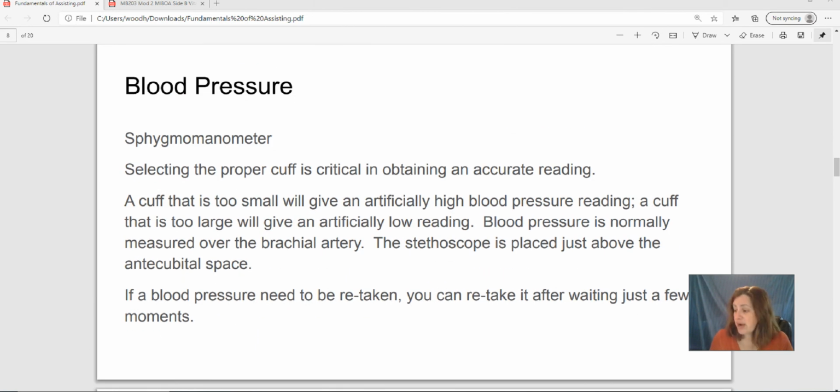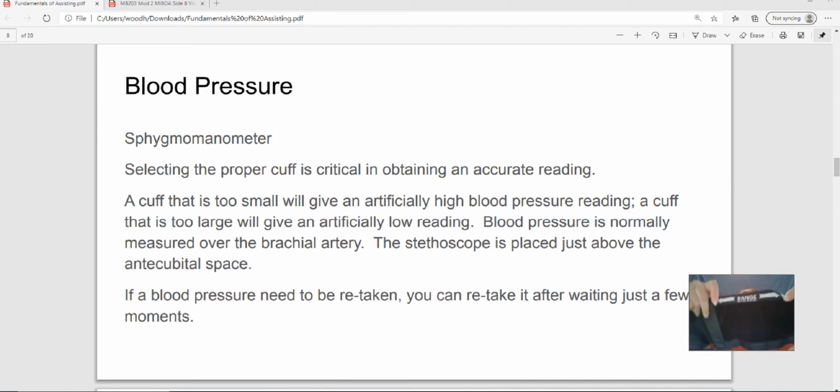Okay. Blood pressure, sphygmomanometer. Sphygmomanometer is a med term that means measure pulse and pressure. You need to make sure that you are selecting the proper cuff. When you're looking at your blood pressure cuff, the one I have here says adult size. We have large adult for people who have larger arms, and we have pediatric size because obviously children have smaller arms, but we have a lot of students who are smaller and have very thin arms and need the pediatric size.